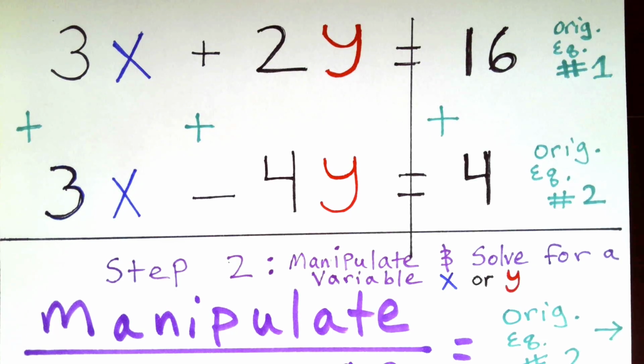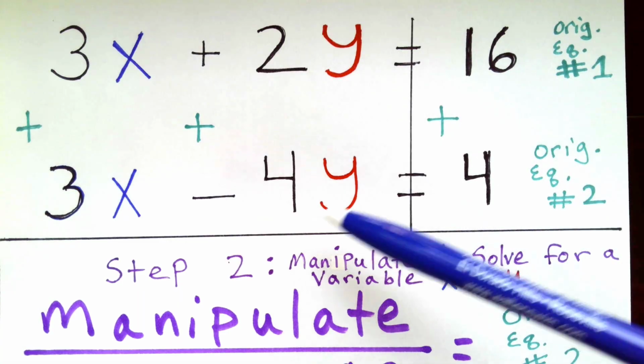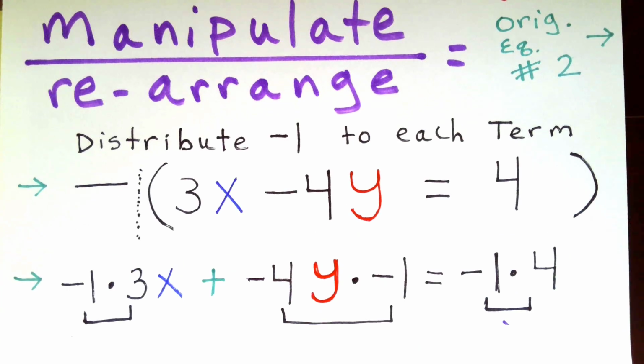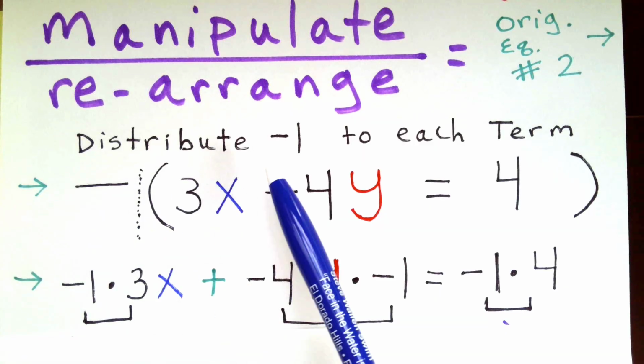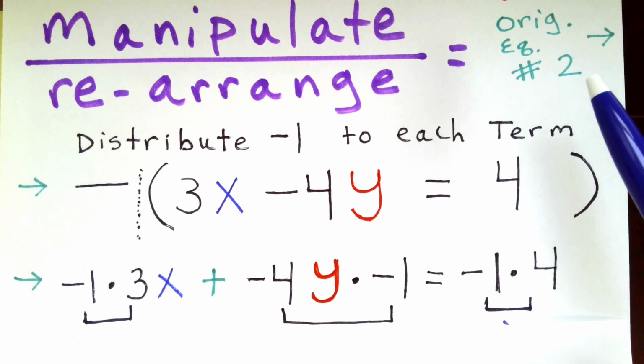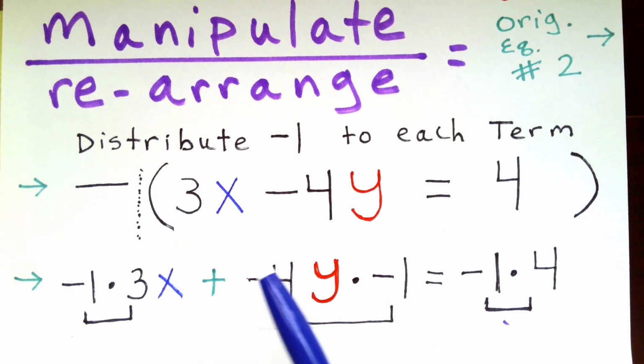Again, just in review, here we have original equation 1 and original equation 2. We're going to be adding these terms together. So step 2: manipulate and solve for either variable. You choose x or y. I've chosen to manipulate and rearrange original equation number 2. I've chosen to multiply, or distribute, the -1 to each term in original equation number 2. After I finish, this will be the manipulated equation number 2.